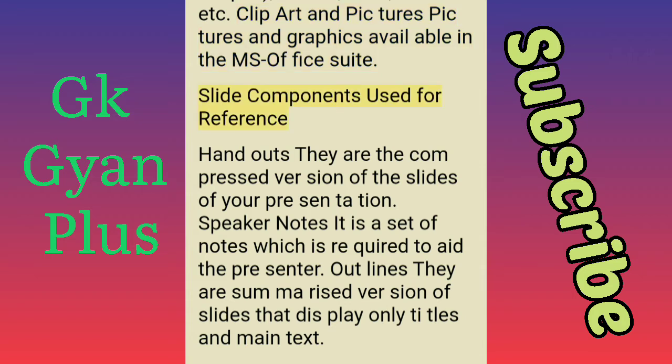Slide components used for reference. Handouts, they are the compressed version of the slides of your presentation. Speaker notes, it is a set of notes which is required to aid the presenter. Outlines, they are summarized version of slides that display only titles and main text.